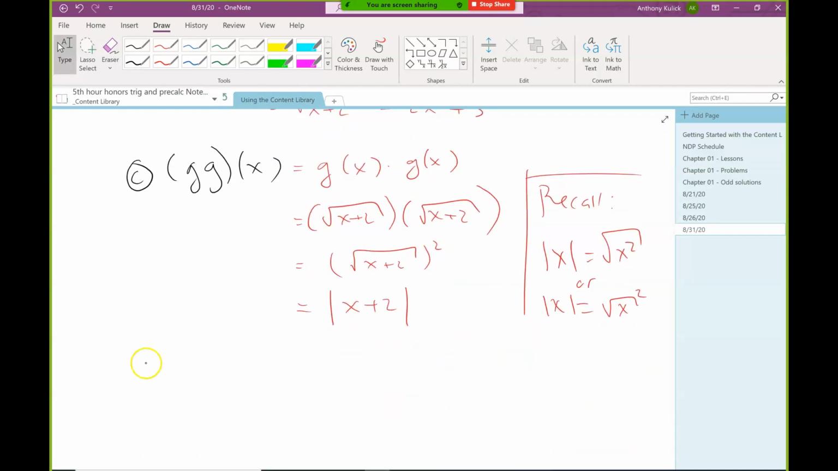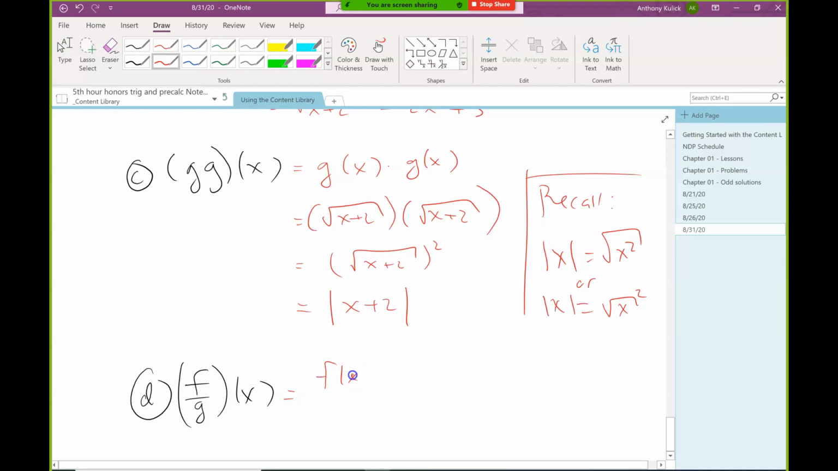Okay. D. So let's say we're looking at the quotient f divided by g of x. Again, our rule says that I can just do f of x divided by g of x. So when I plug those in, that's 2x minus 3 over the square root of x plus 2. Everybody's okay with that? Anybody think that we should do more here?